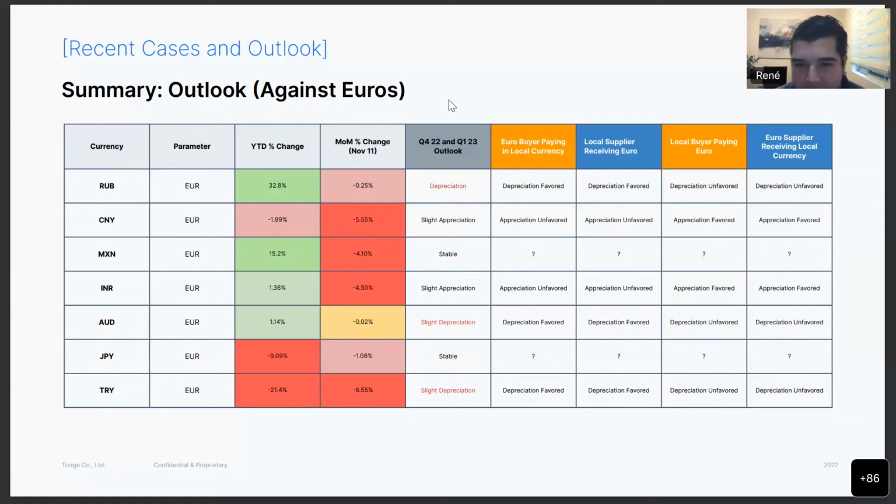So you can see here the ruble is expected to depreciate against the euro. The Mexican peso is actually to remain stable. So you can see there's a mixed bag of expectations here. But again, please take these expectations with a grain of salt. It's always good to be informed, to know what you can do.